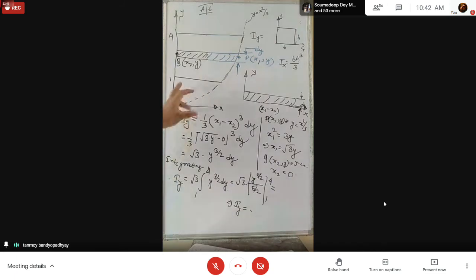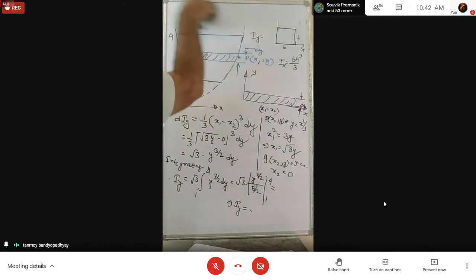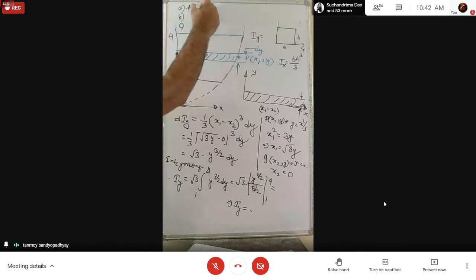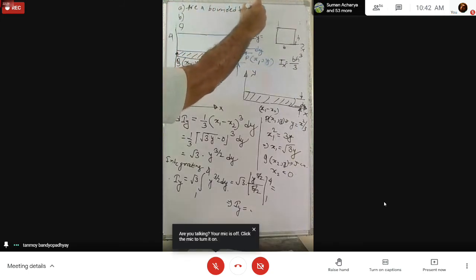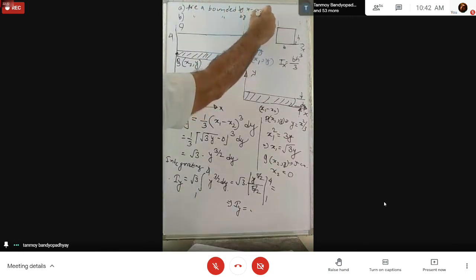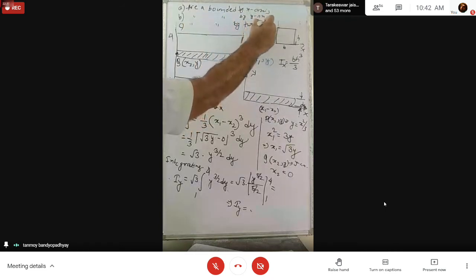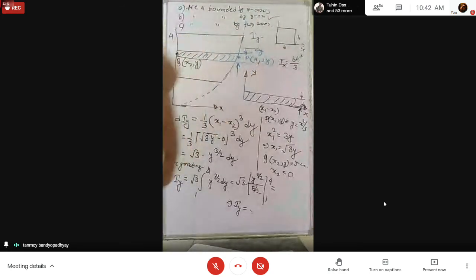So this was the problem, and this is case number 1. Just write this one down, so you have to differentiate the problems. As we have discussed, there will be 3 cases. One is the area bounded by the x-axis, then the area bounded by the y-axis, and then the area bounded by 2 curves. So this problem we did was case number 2.